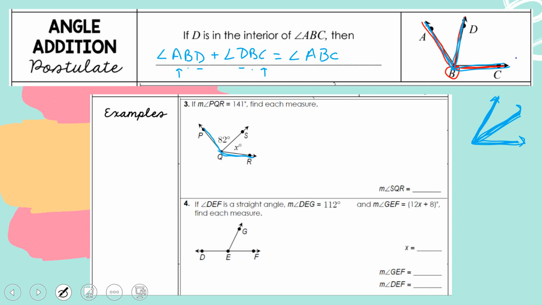If you know in this case that PQR is 141, so that means this whole big thing is 141, then that means that 82 plus X has to equal 141. So all I'm going to do in that case is subtract 82 from both sides.